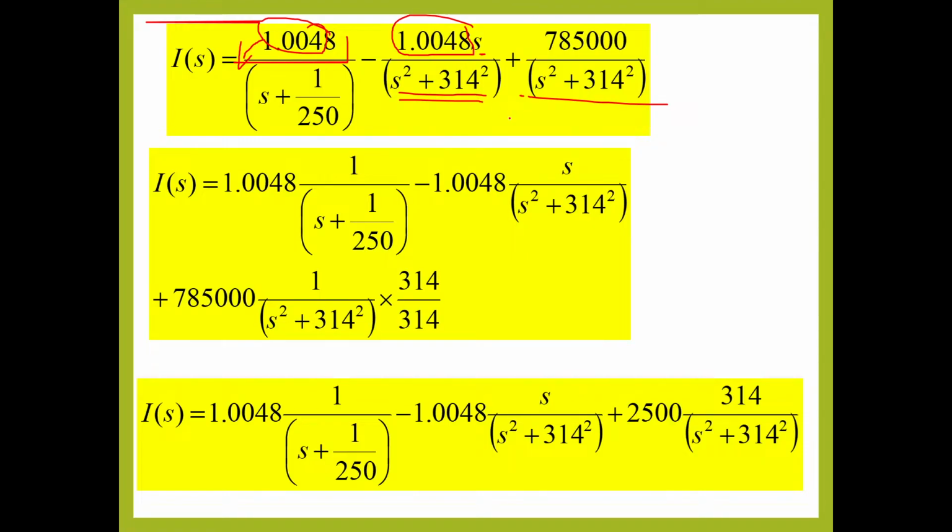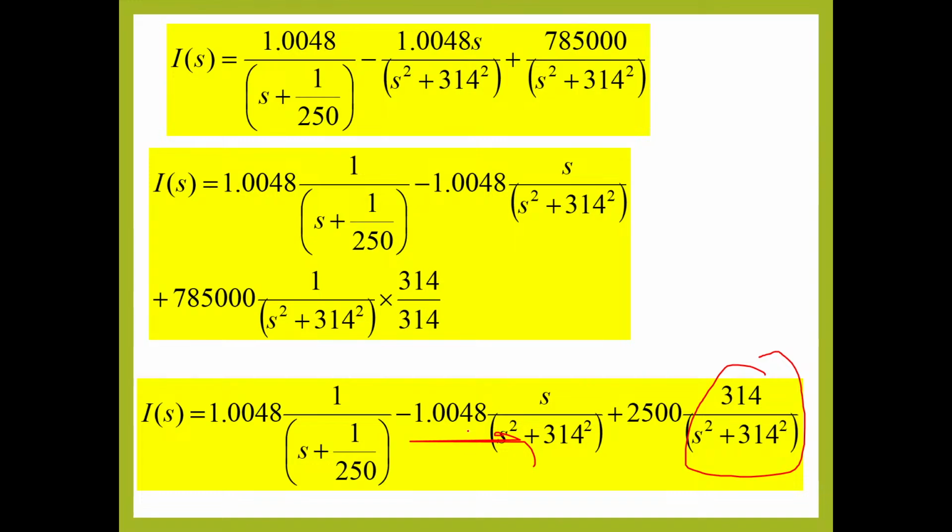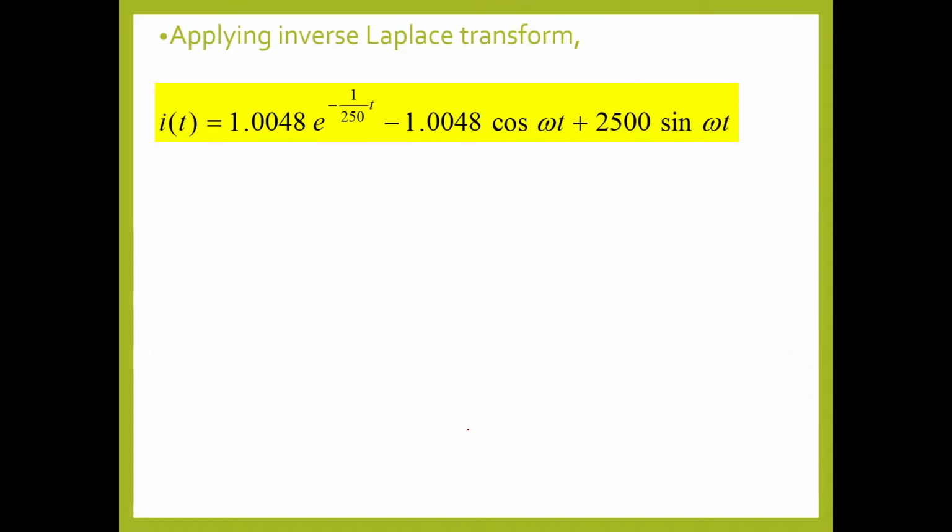And in the numerator, some huge number is there, and the denominator s square plus 314 square is there. So for simplification, I have multiplied and divided this term with 314, because I wanted to write it in terms of omega by s square plus omega square. So that's how I have written here. The inverse Laplace of that gives sine omega t. So that's it. After applying the inverse Laplace transform, I have got this expression.